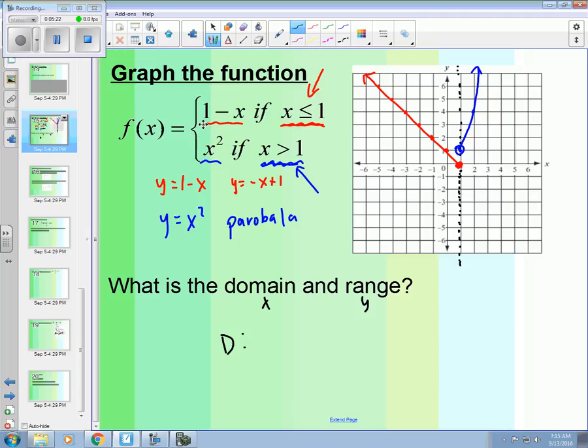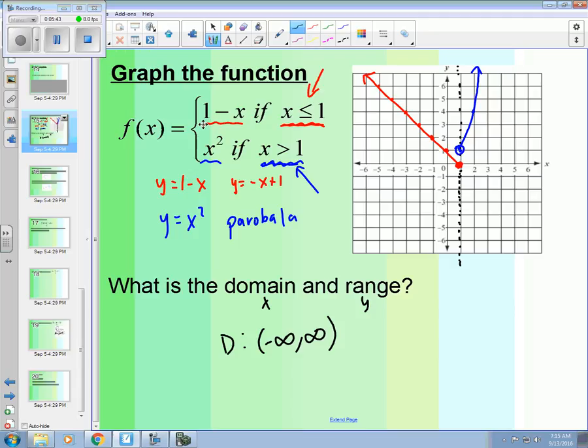And the blue one actually starts right where the red one left off at the value of 1 here. And that one's going to keep going to the right forever. So the domain for this is actually all real numbers. We can put any number in this function and get a value out.